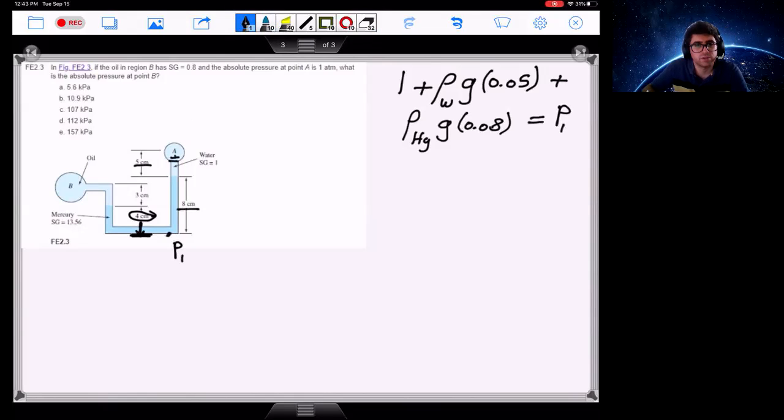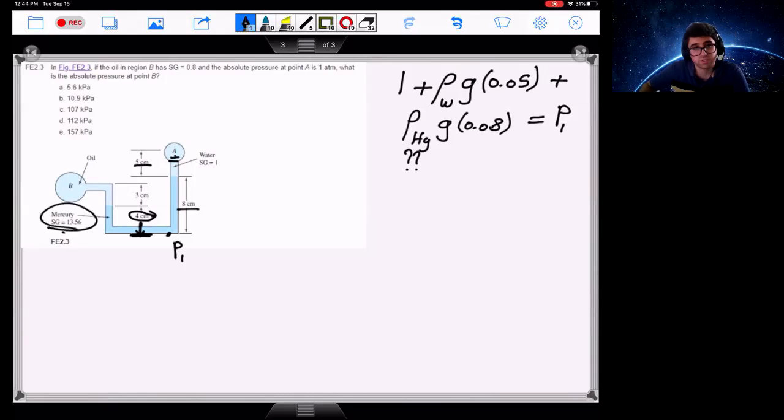If you plug in all the values, the density of water is equal to 1,000 kilograms per meter cubed, or sometimes it's 980. It really doesn't matter if you use 1,000 or 980. But what is the density of mercury times g? How would you find this? I was thinking looking at the appendix, because that was the table I was familiar working with.